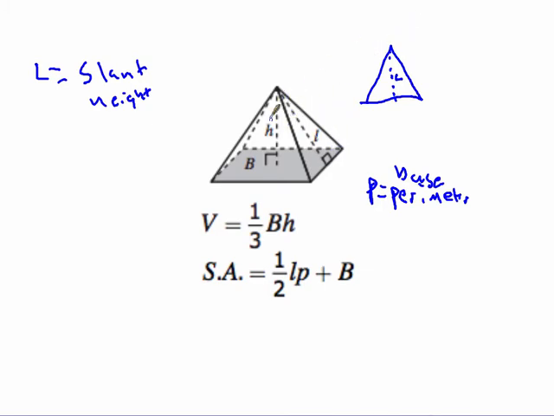We use L because we don't want to use H, because we're already using H for the height of the pyramid. And the height of the pyramid is taken from the center of the base to the point at the top. The point at the top we call the apex, but you don't really need to worry about that. All you need to know is that the height is from the center of the base to the top of the pyramid. All right, so let's look at an example.